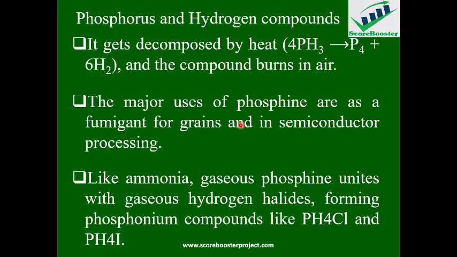Like ammonia, gaseous phosphine unites with gaseous hydrogen halides, forming phosphonium compounds. I don't know how to even call it. In the case of ammonia, we call it ammonium chloride. So in this case, maybe chlorophosphine and hydrophosphine. They call it phosphonium. Let's just take it as phosphonium compounds. Oh, sorry. This 4 is a subscript. This 4 is also a subscript. It is not a superscript like that, please.